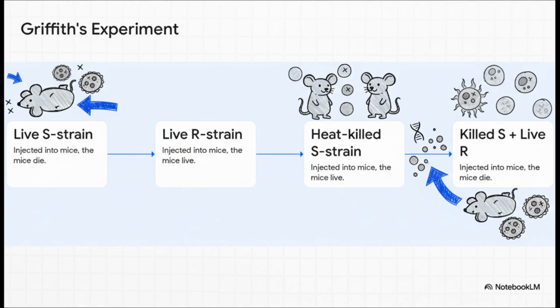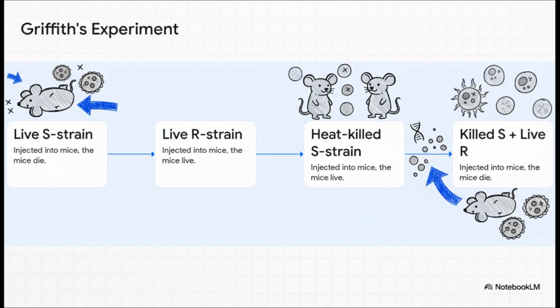No surprises there. But, and this is where it gets crazy, when he mixed the harmless live R strain with the harmless dead S strain and injected that, the mice died. Somehow, the living harmless bacteria had been transformed into the deadly kind. Some kind of transforming principle had been passed from the dead cells to the living ones.